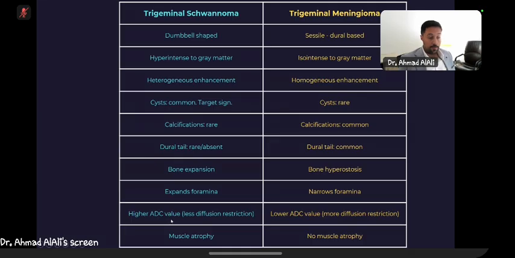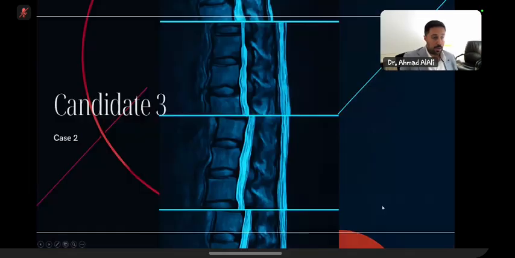And it has a higher ADC value, which means less diffusion restriction compared to meningioma. Meningioma is cellularly compact, so it shows some restricted diffusion, especially if it's atypical. Other findings that you should search for in the available images is muscle atrophy. If you can see some muscle atrophy in the masticator muscles, it means that it's more likely to be a trigeminal schwannoma or a schwannoma in general rather than a meningioma. Meningioma is less likely to cause muscle atrophy.